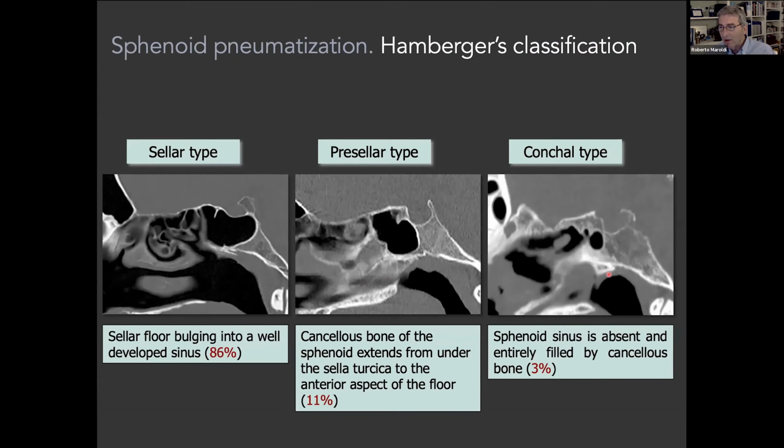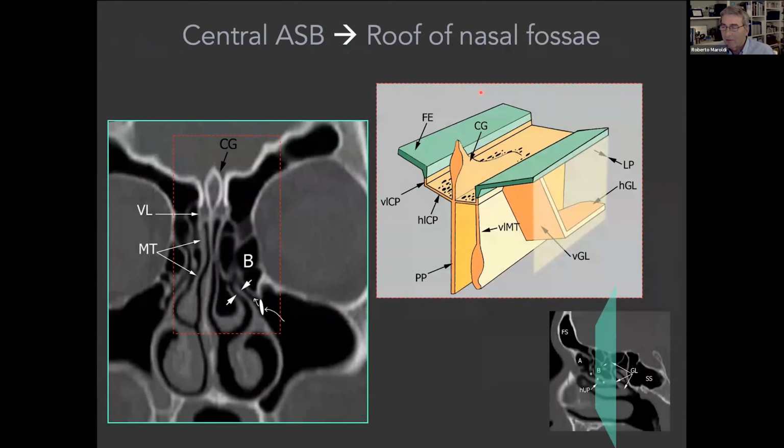Variation in the ossification and pneumatization of the clivus are very important when you are planning your surgery, and the Hamburger's classification should be very well known to provide this type of information.